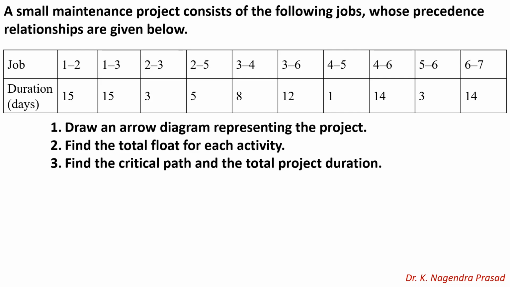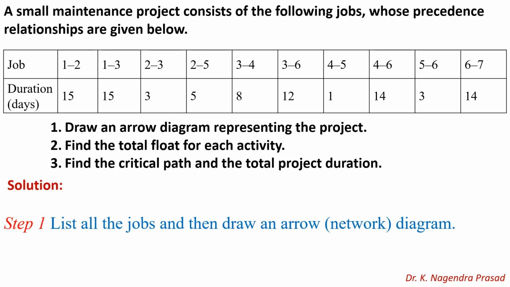Let's see the problem. Here the various activities and their time durations are given. First, draw an arrow diagram representing the project. Second, find the total float for each activity. Third, find the critical path and total project duration. Let's see the solution and solve it step by step. The first step is to list all the jobs and then draw a network diagram.